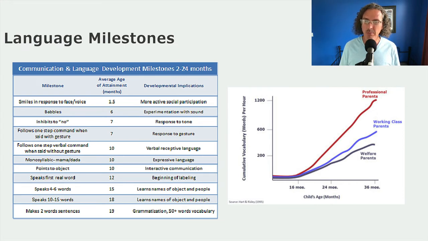What it probably is a reflection of is two things. One, maybe how much attention the parent or somebody else is paying to the child. Professional parents might have hired nannies or whatever, versus working class parents, where it might be harder to spend as much time with the children, and a lot of welfare parents are working jobs in addition to the welfare, and it may be just hard for them to spend as much time. So maybe the parents don't speak with the children as much.